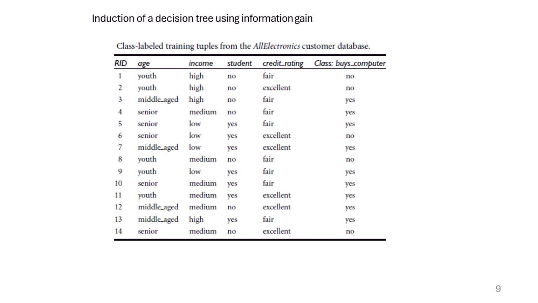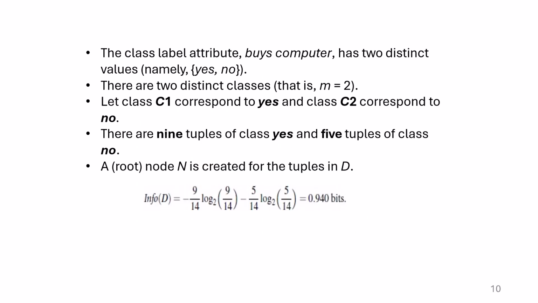The screen presents a training set D, the shop customer database, and the data sets are shown in the previous screen. In this example, each attribute is discrete valued. Continuous valued attributes have been generalized. The class label attribute, buys computer, has two different values, namely yes or no. Therefore, there are two different classes, that is m equals 2. Let class C1 correspond to yes and C2 correspond to no. There are 9 tuples of class yes and 5 tuples of class no.